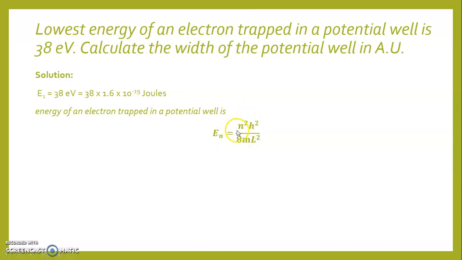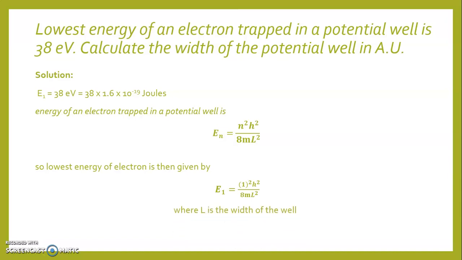On both sides we have to put n is equal to 1. So the lowest energy of the electron is given by E1 is equal to, by putting n equal to 1, 1 square h square upon 8 m L square, where L is the width of the well.